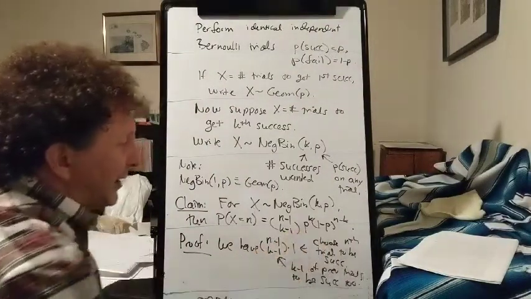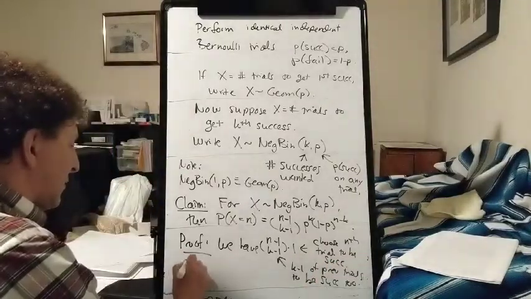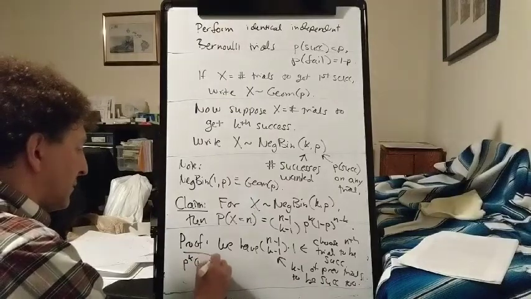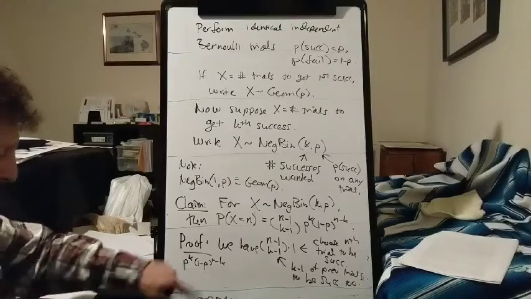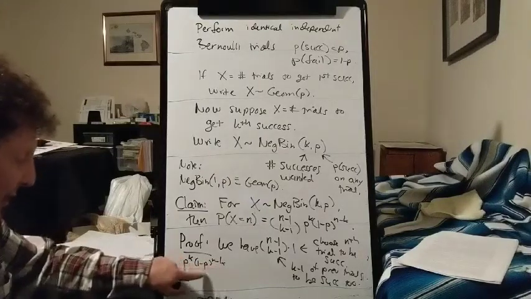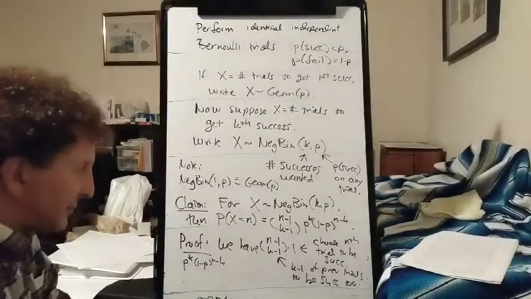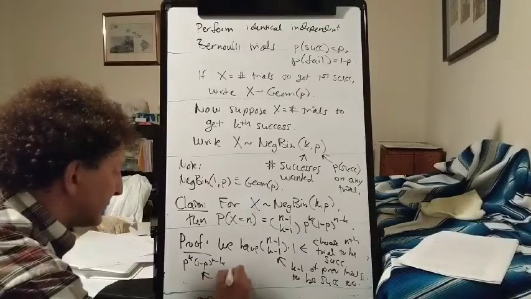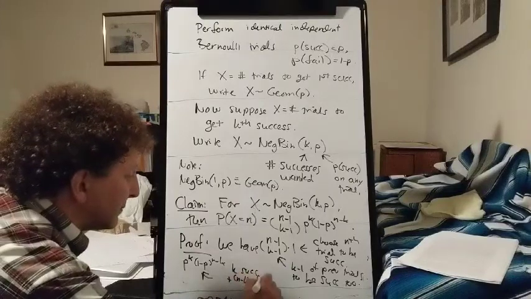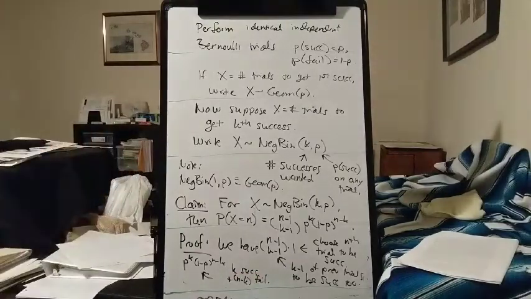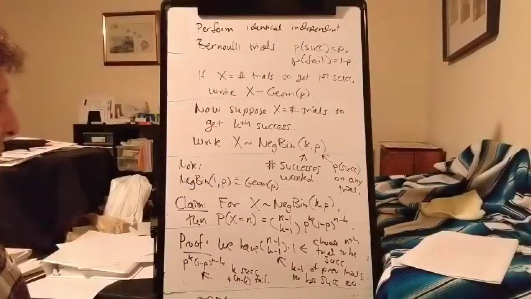And then p to the k, (1 minus p) to the n minus k is sort of obvious. p to the k is the probability of getting those k successes, and (1 minus p) to the n minus k is the probability of getting the other n minus k failures. So that's where that expression comes from.